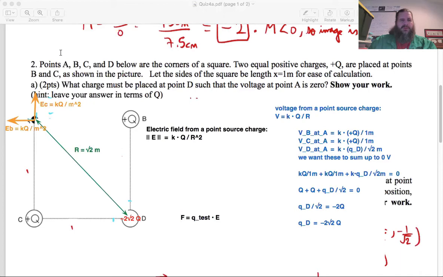And what about the contribution caused by charge D? Which direction would that be? It'll be pointing towards charge D. Yeah, negative source charges create electric field towards themselves rather than away like positive charges do. So we're going to have an electric field pointing down and to the right, straight towards charge D.